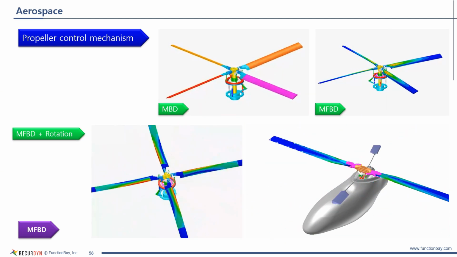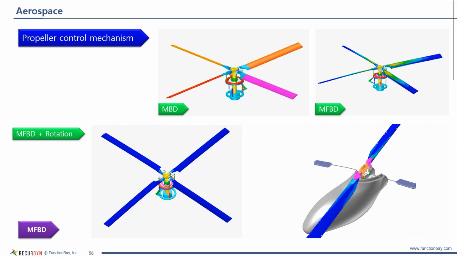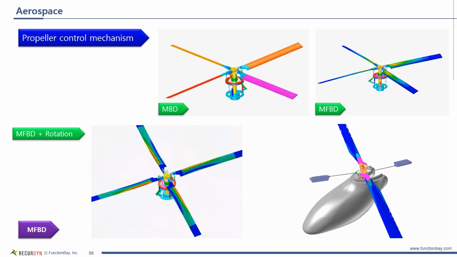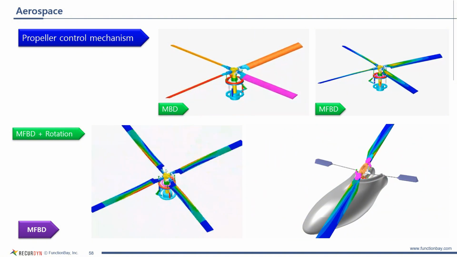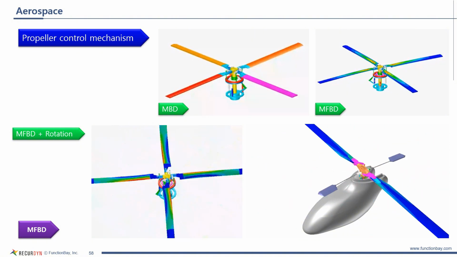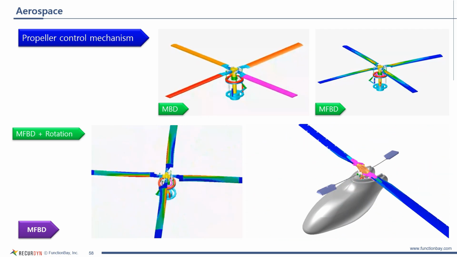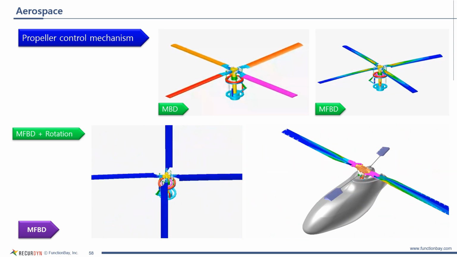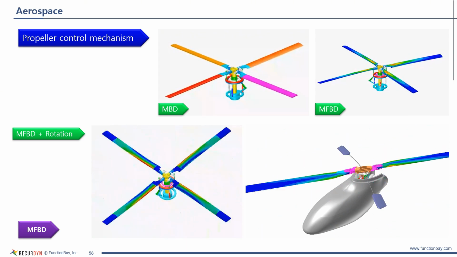The videos are dynamic analysis models defined for each purpose of analyzing the propeller drive mechanism of a helicopter. The first model focuses on how the propeller blade moves mechanically. The upper right model defines the propeller blade as a flexible model and focuses on the wing deflection and stress changes according to the same mechanism drive.